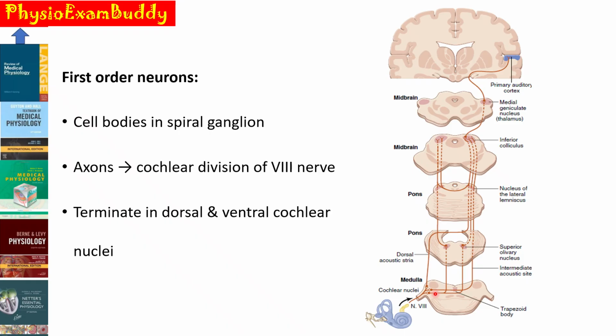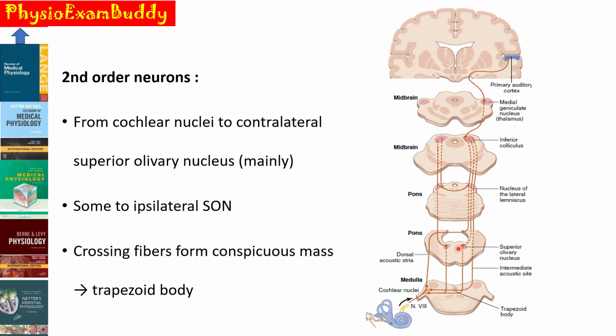Till here, till the dorsal as well as ventral cochlear nuclei, these fibers form the first order neurons. And from the first order neurons, that is from the cochlear nuclei, arise the second order neurons. We will see the second order neurons, that is from the cochlear nuclei, mainly the fibers go to the contralateral superior olivary nucleus, whereas a few fibers go to the ipsilateral superior olivary nucleus in the pons.